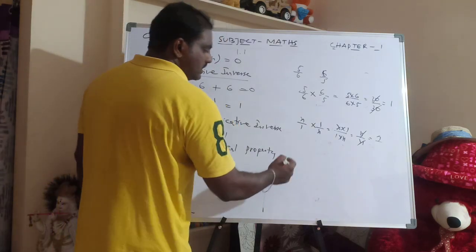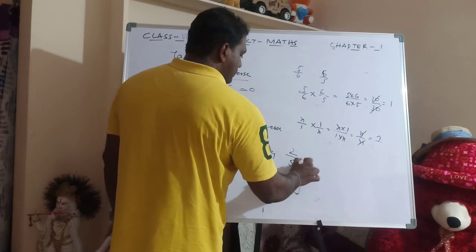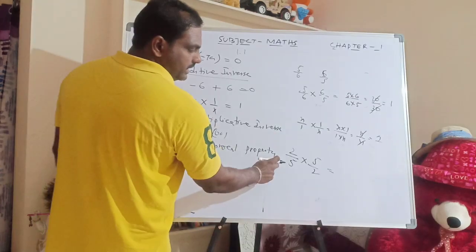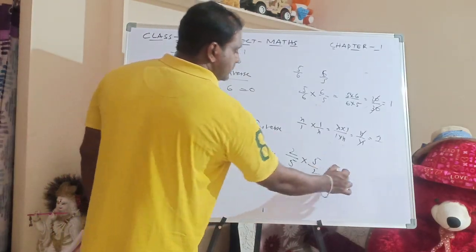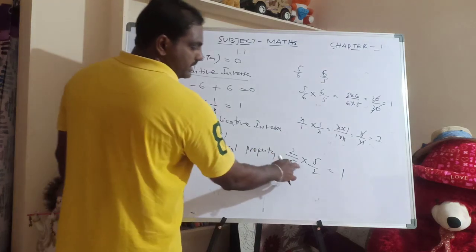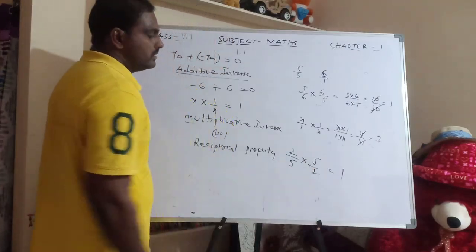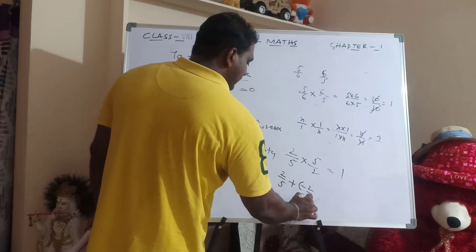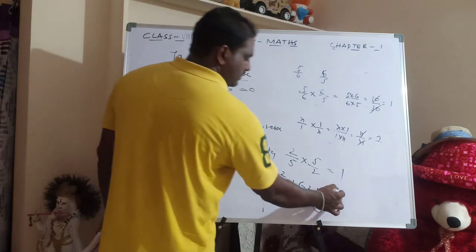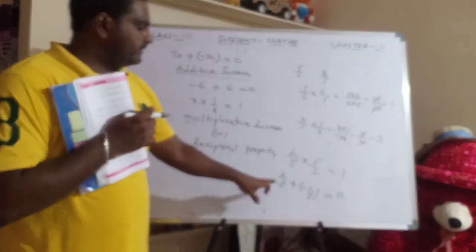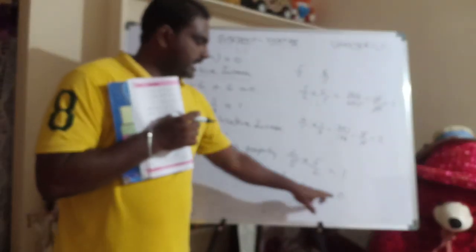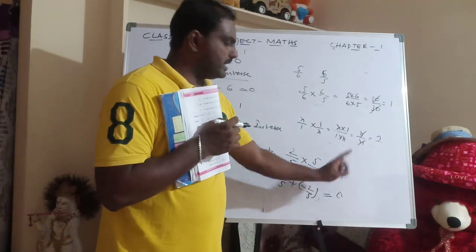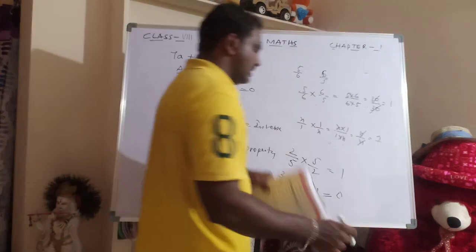Now the last question. 2 by 5 into 5 by 2. What is the answer? 2 by 5 into 5 by 2, the answer is 1. Same 2 by 5 plus minus 2 by 5. You know what the answer is? It is 0. Why? 2 by 5, its additive inverse is minus 2 by 5. We are adding, I'll get 0. 2 by 5, its multiplicative inverse is 5 by 2. If I multiply, I'll get 1. Okay? Next.